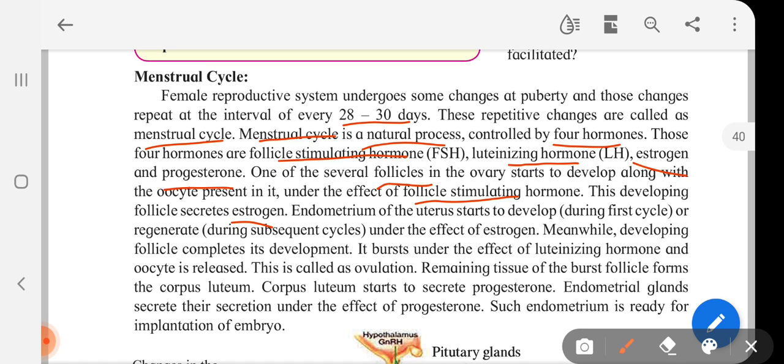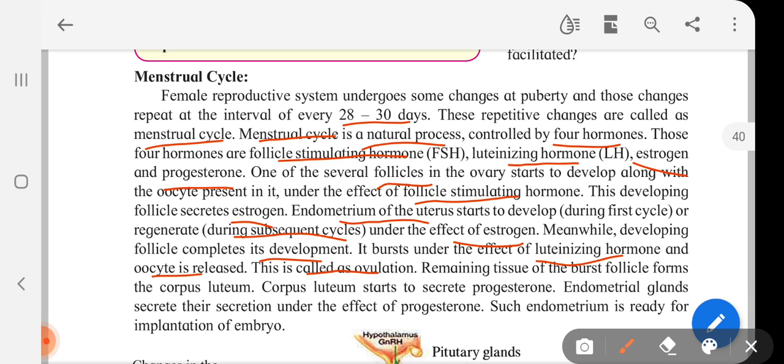The endometrium of the uterus, a layer of the uterus, starts to develop during the first cycle or regenerate during subsequent cycles under the effect of estrogen. Meanwhile, the developing follicle completes its development. It bursts under the effect of luteinizing hormone and the oocyte is released. This is called ovulation.